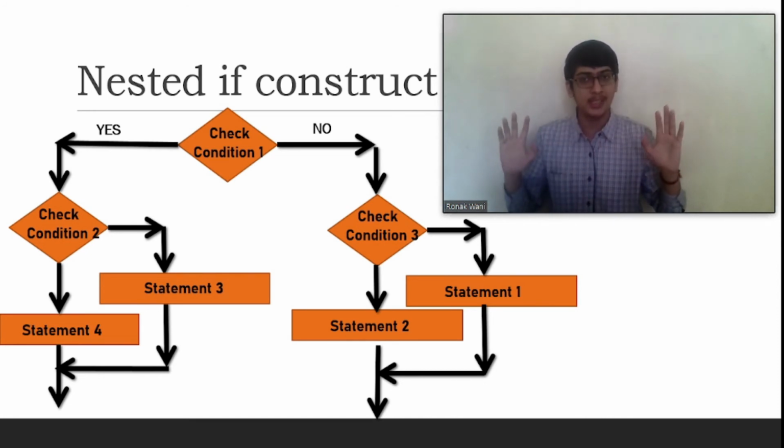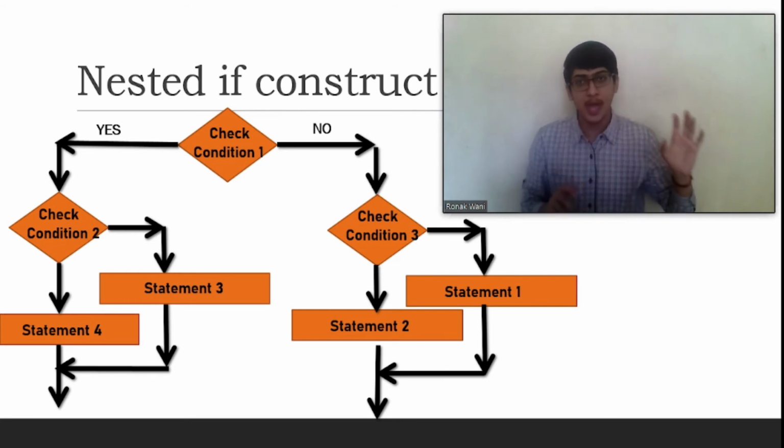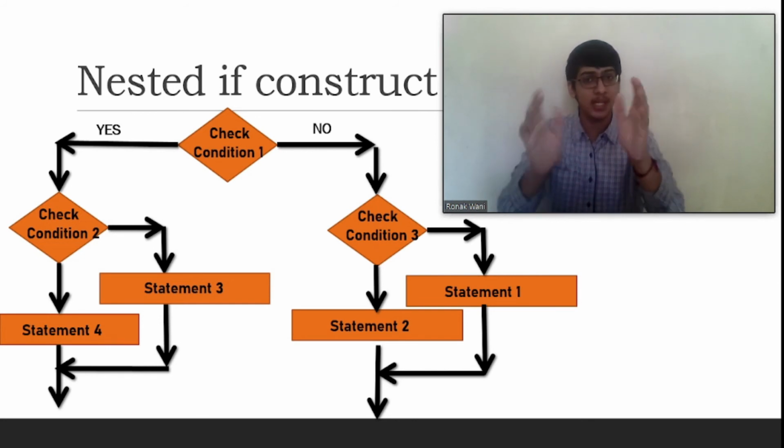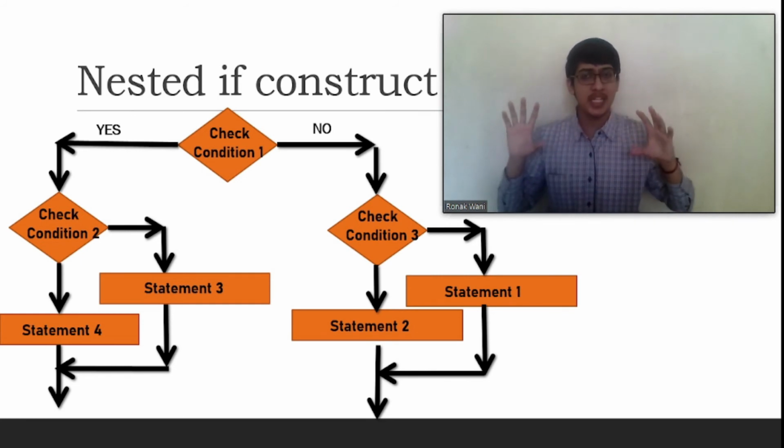It will skip that and directly go on to the no arrow. It will follow that no arrow direction and jump onto the else block. In the else block there is a condition defined, check condition 3. If check condition 3 is true, then statement 1 will be executed. If check condition 3 is false, then statement 2 will be executed. Now here check condition 2 and check condition 3 might be the same or might be different. So I hope that you have understood what the nested if construct is.